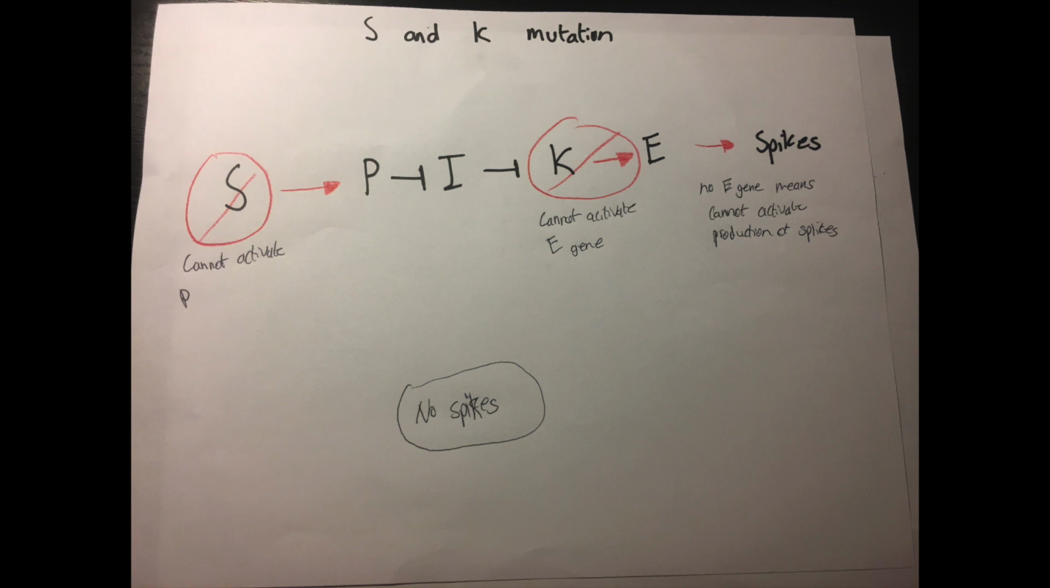Here we have the S and K mutation. We see that S is mutated where it can't activate the P gene. But what really matters is the gene mutation downstream because it has more of an effect on the phenotypic outcome. We see that K is mutated where it can't activate the E gene. If E is not activated, that means that it can't activate the production of spikes, meaning there's no spikes.